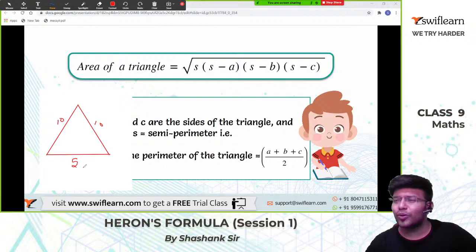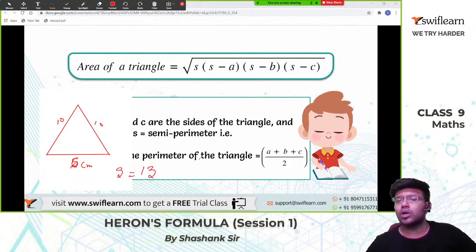Now add all the three lengths. Okay, let me make this 6. Add all the three lengths, 10 plus 10 plus 6. What do you get? All the lengths are in centimeters. So we get 26 centimeters. That is the perimeter. What is semi perimeter? It is half of the sum of all the sides. So 10 plus 10 plus 6 is 26. Half of 26 is 13.